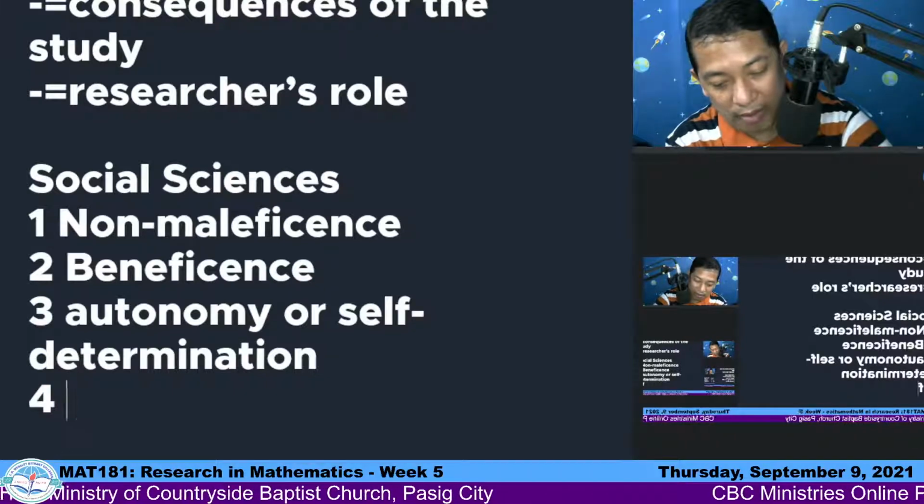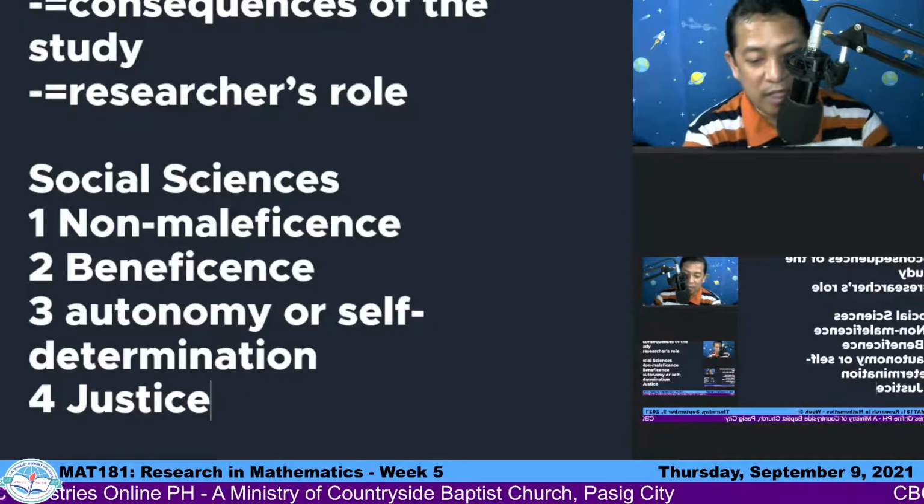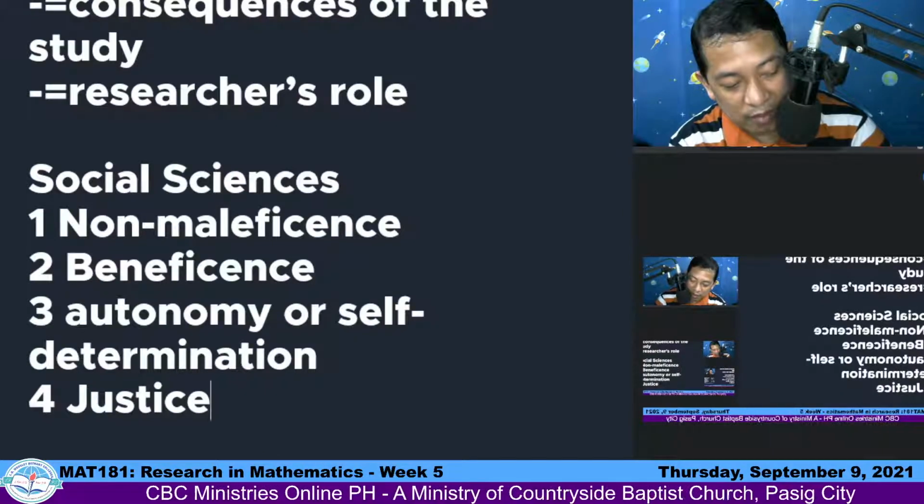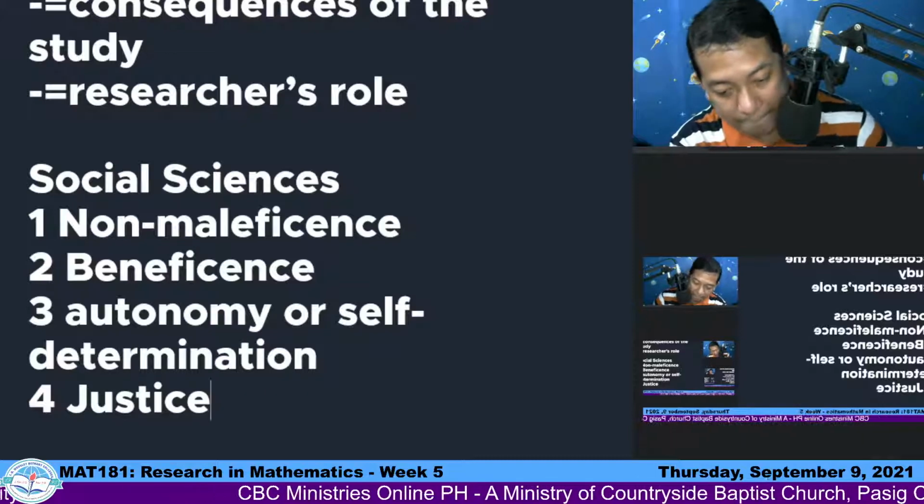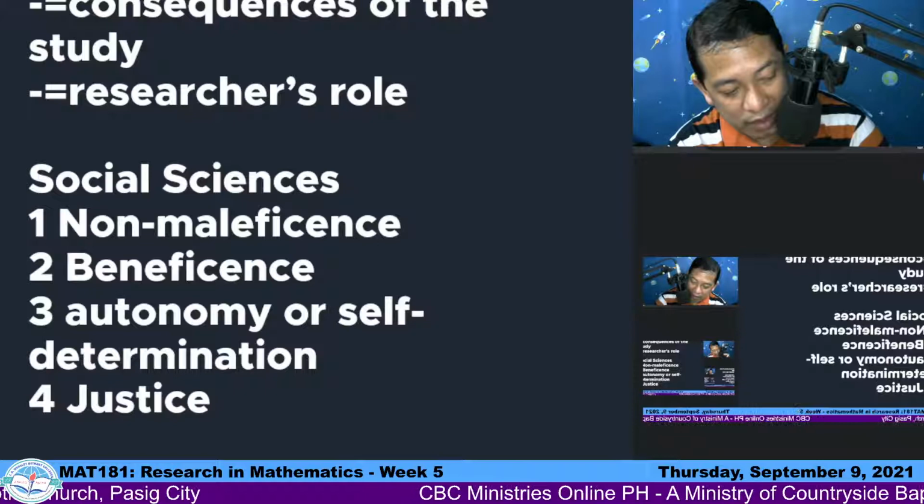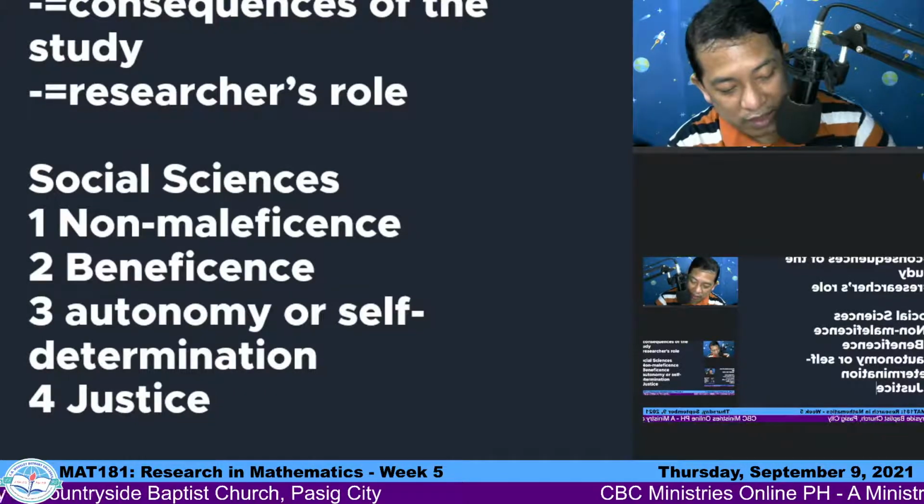Then of course, justice. It's a very important aspect of the ethical role of a researcher. All people should be treated equally. Yan po mga kapatid. So all these ethical concerns secondly pertain to ethical considerations.